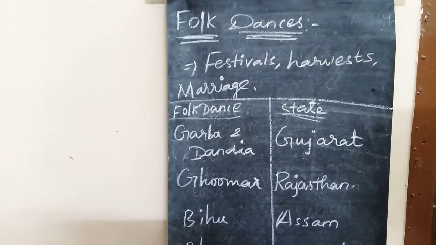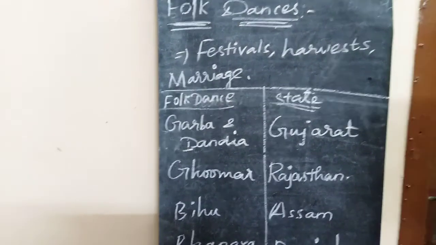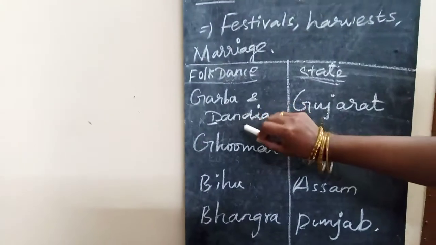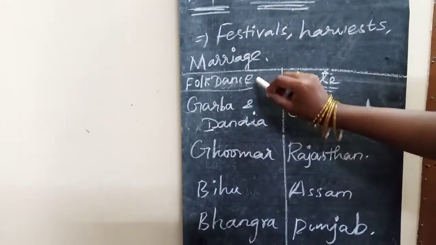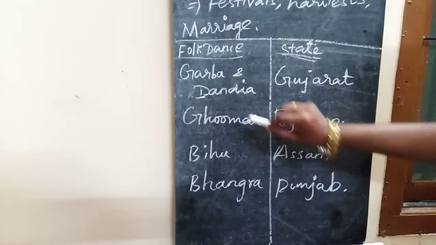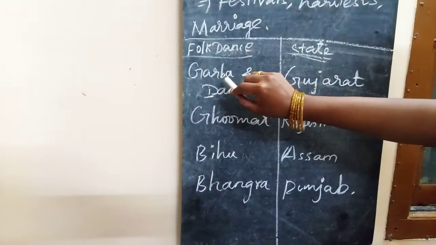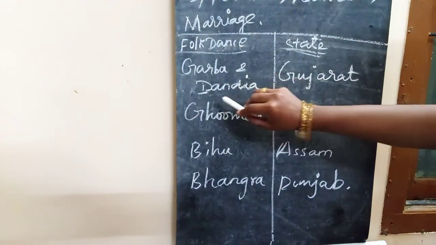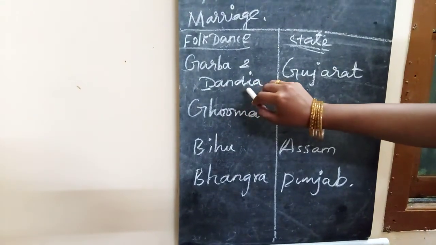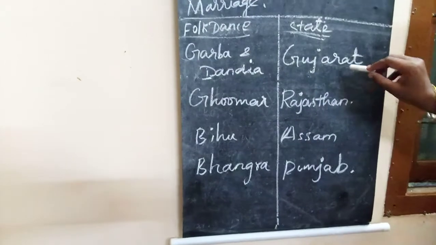And some of the important folk dances and the state names I have mentioned here. These are different types of folk dances, followed by different states. The first one is Garba and Dandiya, G-A-R-B-A, Garba, and D-A-N-D-I-A, Dandiya. It is followed in Gujarat state.